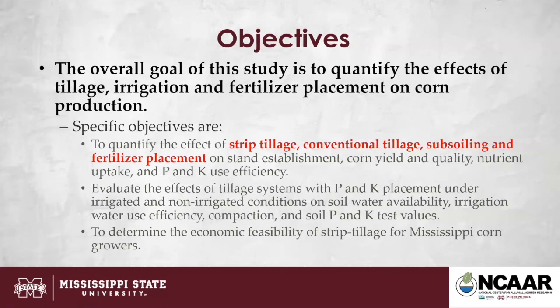For that, we established a couple objectives. I'll cover these objectives in this slide, and then I'll move on to the treatment design. So, our overall objective for this study was to quantify the effect of tillage, irrigation, and fertilizer placement on corn production.